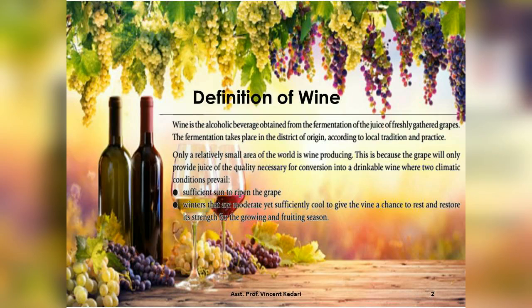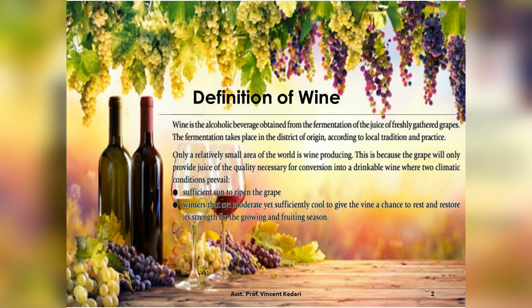So as I mentioned to you that wine is the alcoholic beverage obtained from the fermentation of the juice of freshly gathered grapes. The fermentation takes place in the district of origin according to the local tradition and practice. So there are certain laws, certain rules that you need to follow when you are producing the wine. You will get to know further when we get into the chapters, when we are studying about wines from France, wines from Italy, wines from Spain.